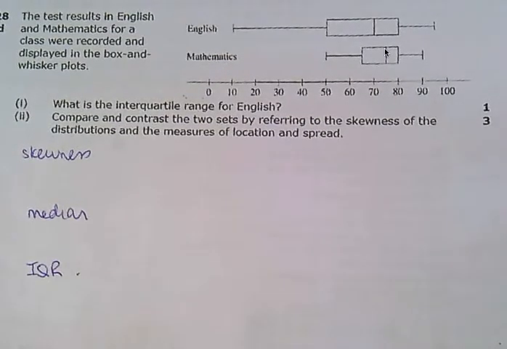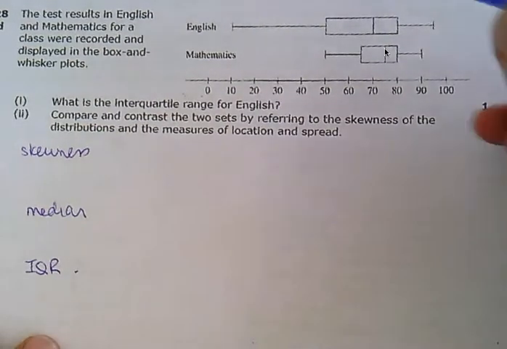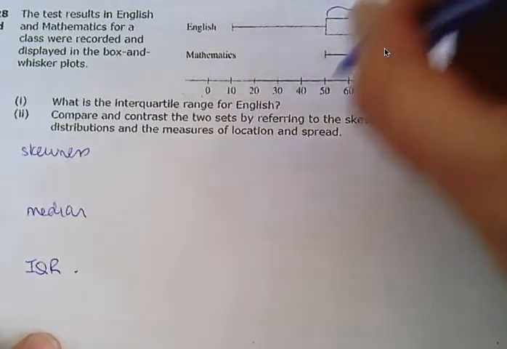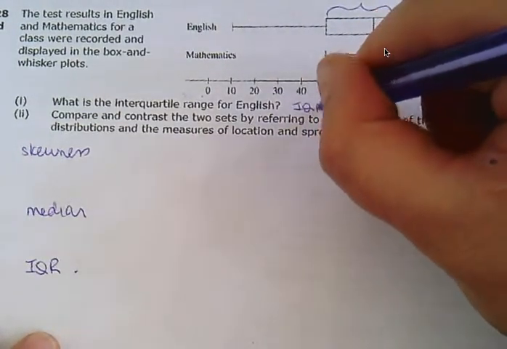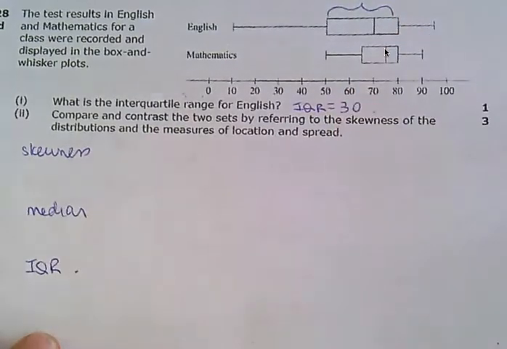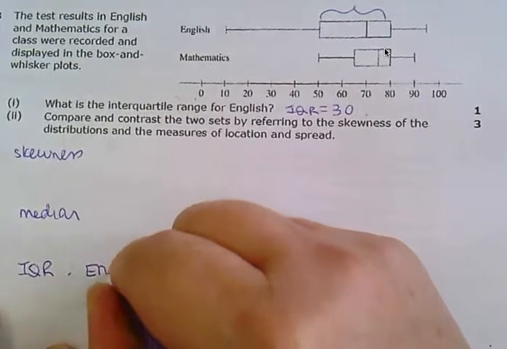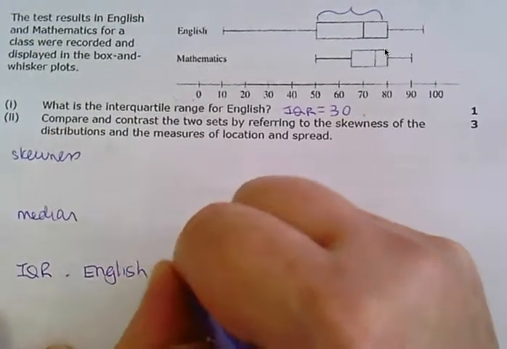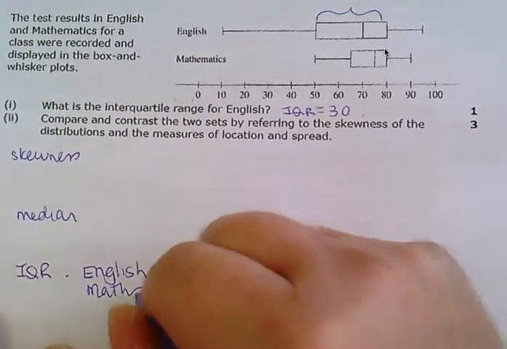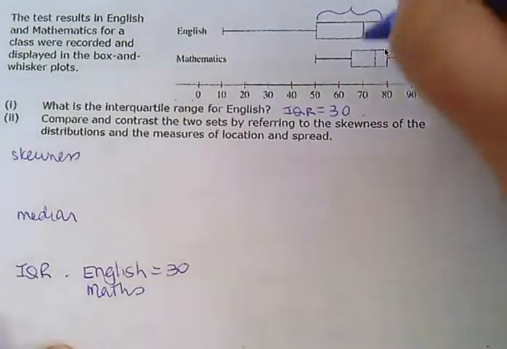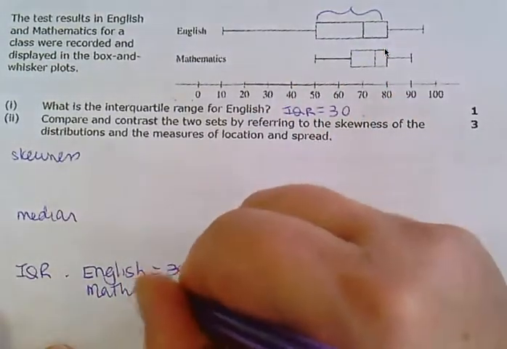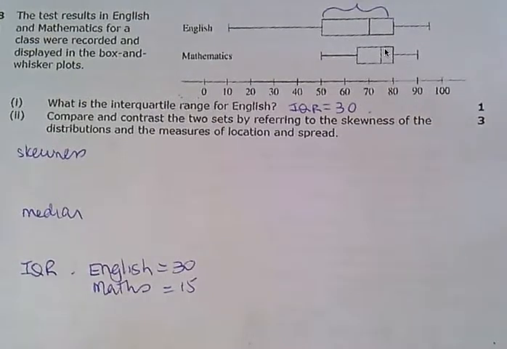It asks for the interquartile range for English. Can you see the interquartile range for English? What have you got? We may as well do it. Interquartile range for English is 30. What about the interquartile range for maths? English is 30. Maths is what? Interquartile range for maths. What's that? 15. What does that tell you? Don't just spit out data. That's not going to be enough.